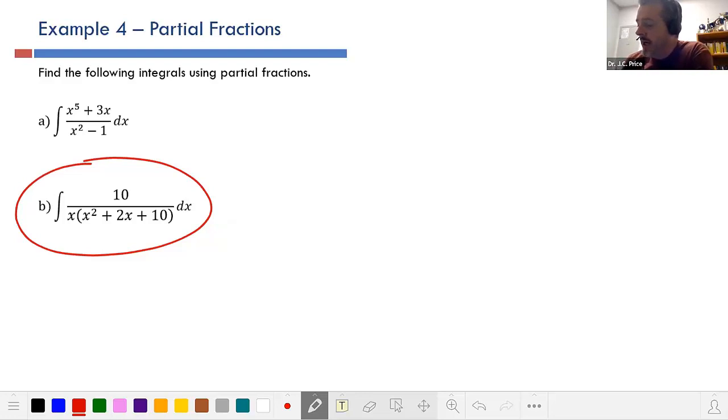But first, notice you don't have to divide polynomials. So you have a 10 on top, and you have a cubic polynomial on the bottom, x times x squared plus 2x plus 10. So it has the right form, so you should be able to rewrite it in terms of partial fractions. The question, though, is how do I know that this part is irreducible? Well, you can try to factor it. You'll see that you can't.